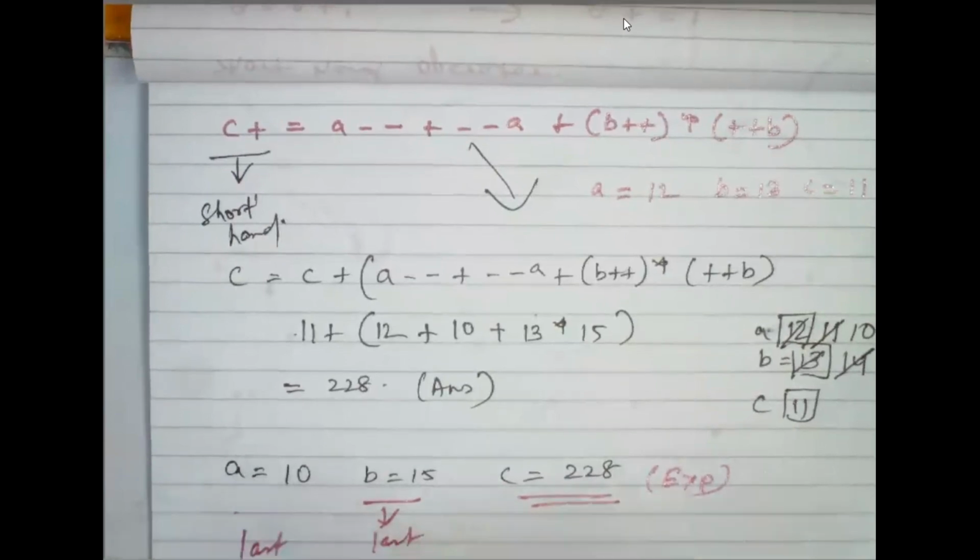Of course, if the question asks about C only, then you have to write about C. If it asks about A, B, C, then write about all of them. I hope you have understood the concept of increment, decrement, and the usage of shorthand operators also.